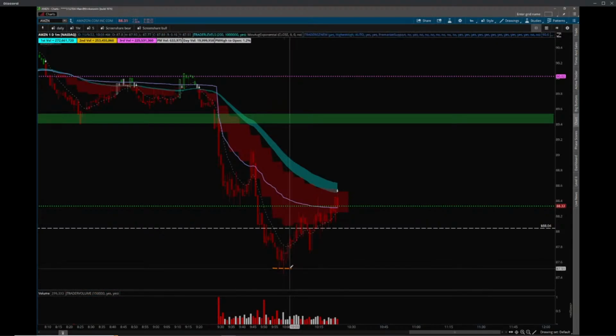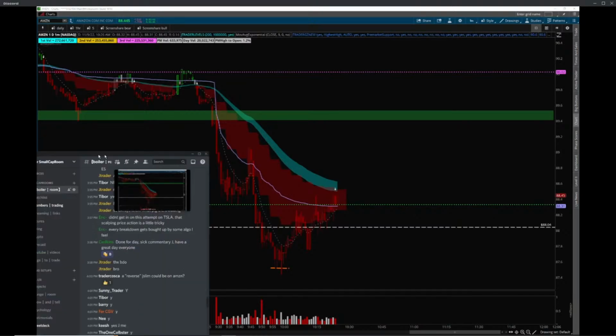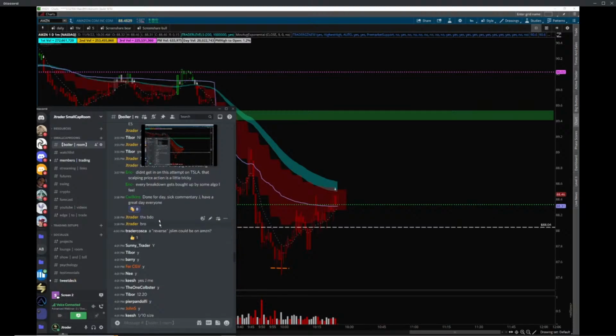So what do you see over here, traders? You see in this moment, the stock that is breaking down. This was at exactly 10 o'clock. Let me see over here. So pointing out that pattern on Amazon for reversal.